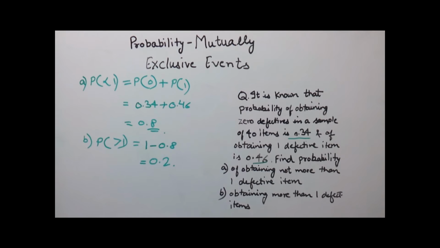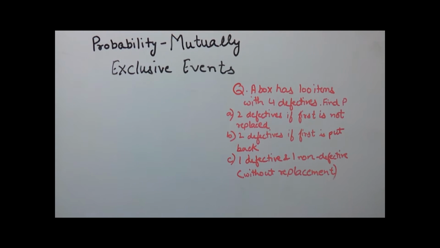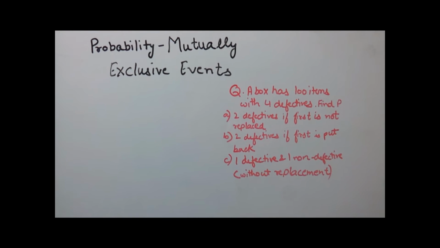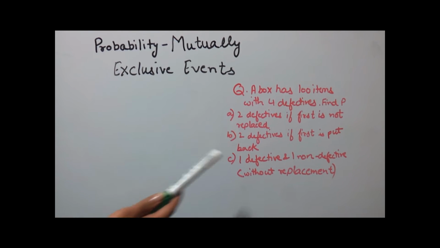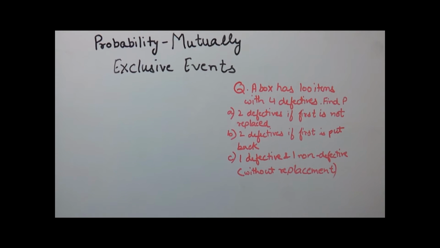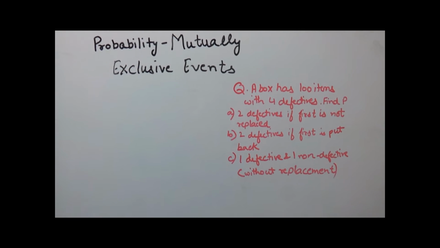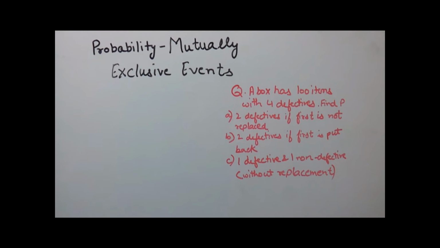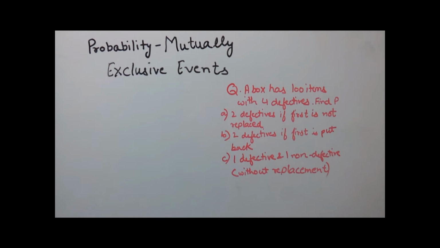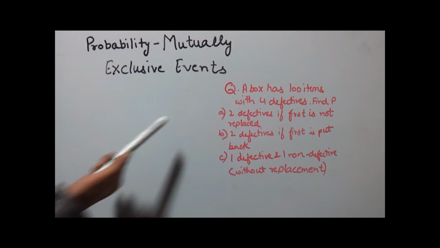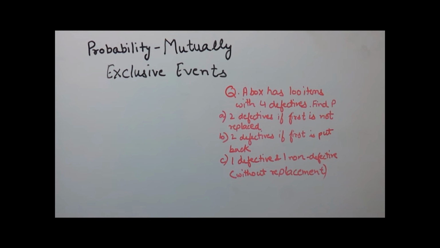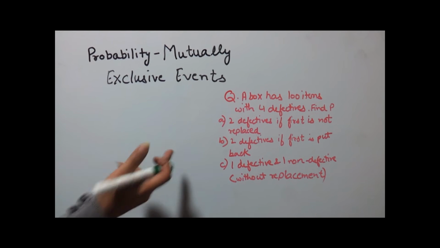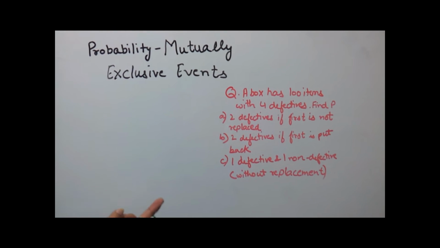Let's have another example. The question says a box has 100 items which has 4 defectives. Find the probability of 2 defectives if the first is not replaced. In the second case, 2 defectives if the first is put back, and in the third case 1 is defective and 1 is non-defective. The first two cases are problems of dependent and independent events which we discussed in our last class. The third problem is actually a problem of mutually exclusive events.